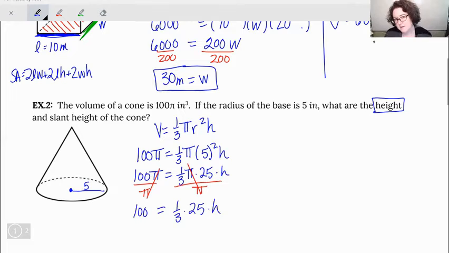And I don't know about you, but I don't really like having that fraction. How is it that we've dealt with fractions in our other problems before? If I have 1/3, I've got a 3 in the denominator.